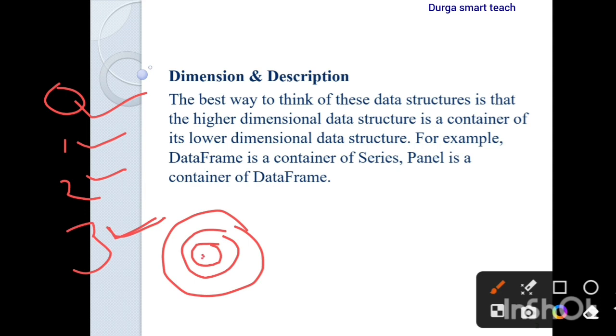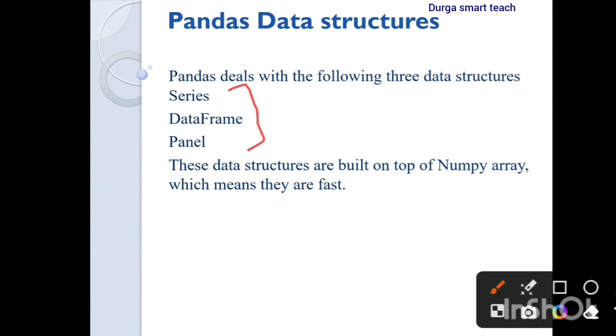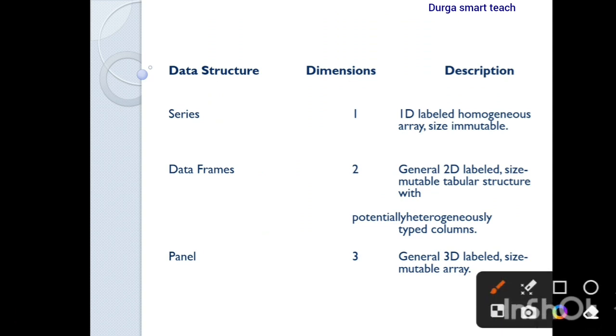In the same scenario, the data frame is a container of series, and the panel is a container of data frame. So these are the three types of data structures, and they are very important. The three data structures are series, data frame and panel. Series is used to store one dimensional data, data frame is used to store two dimensional data, and panel is used to store three dimensional data.